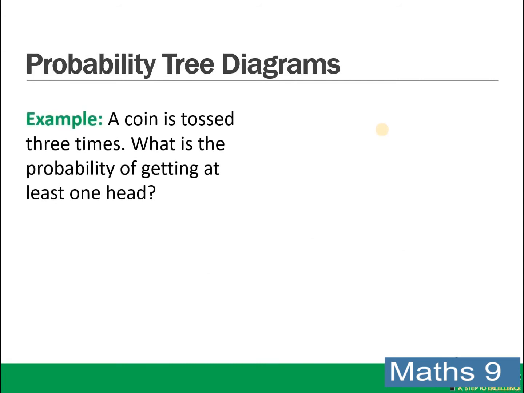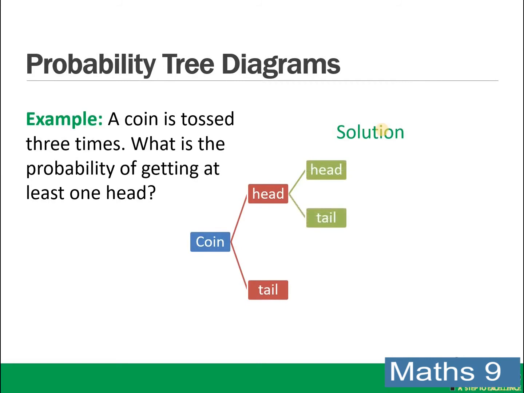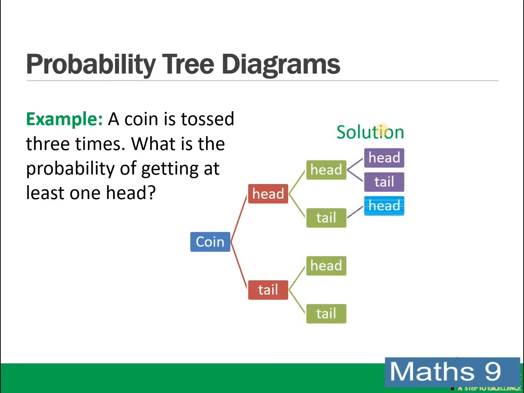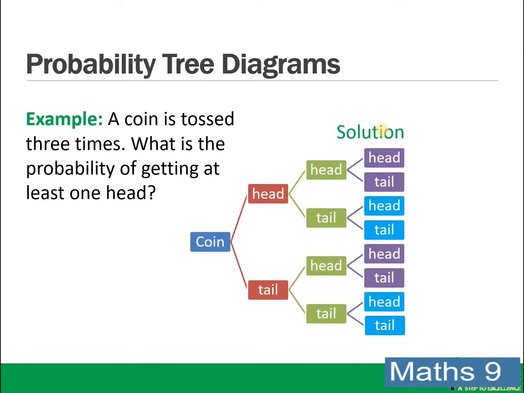Here's another example. A coin is tossed 3 times. What is the probability of getting at least one head? Again, let's draw a tree diagram. Here's the first coin. It's either a head or a tail. Then, here's the second coin. It's either a head or a tail here, and then either a head or a tail here. And then here's the third coin. Head or tail, head or tail, head or tail, head or tail.